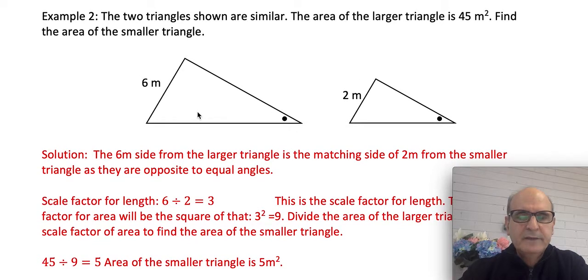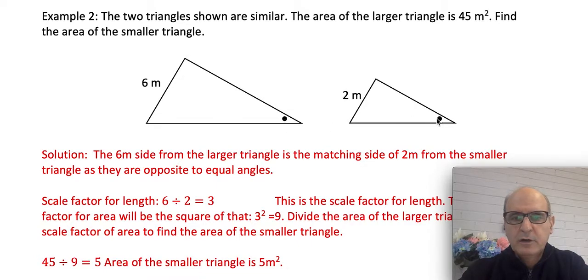All right, the first thing for us is to find the scale factor. And to find the scale factor, you got to compare the corresponding or matching sides. This side from the big triangle, 6 meter one, matches the 2 meter one from the smaller one. How do we know that?